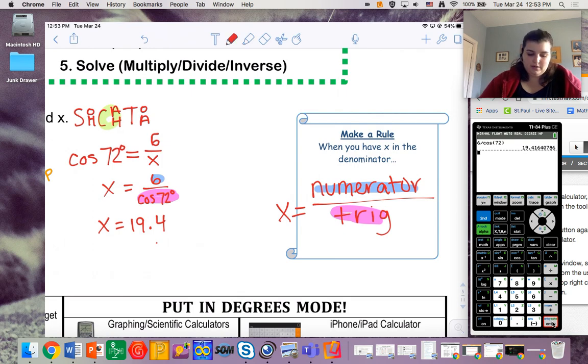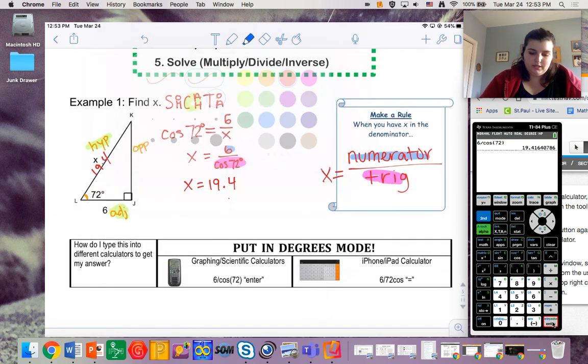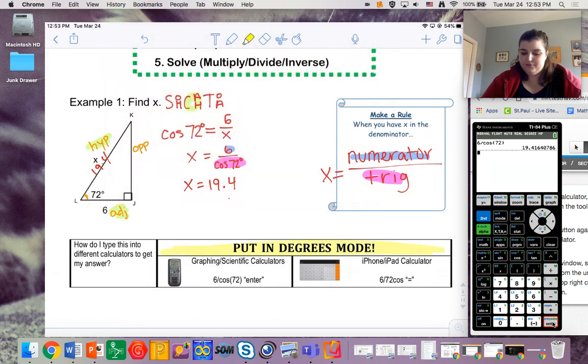Okay. Again, hyper important, put it in degrees. Cannot stress that enough. On an iPhone or something like that, the order is different. You have to type 6 divided by 72 cosine equals. Really, I would just say use these as much as possible, or at least the first couple of times you do it on both to make sure you're doing the keystrokes correctly. Okay. All right.